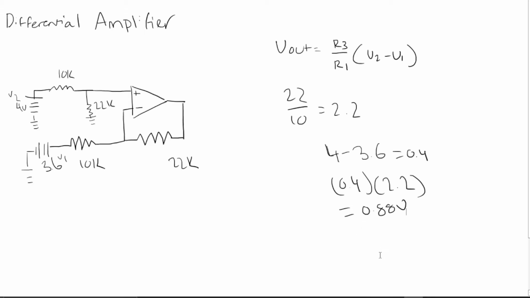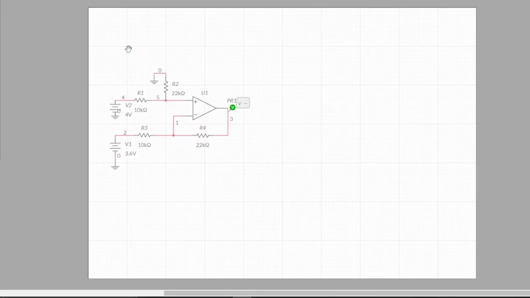Now, we're going to run this in Multisim to check with our theoretical answer. So we have our differential amplifier here in Multisim. I'm going to run the circuit real quick. As you can see, we get 879.99 millivolts, around the cell we get 880 millivolts. And this directly corresponds with our theoretical value of 0.88 volts. So our theoretical value checks out with our simulation.